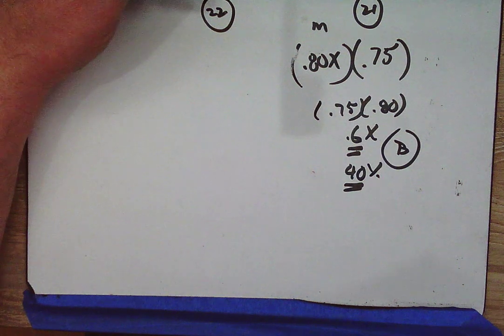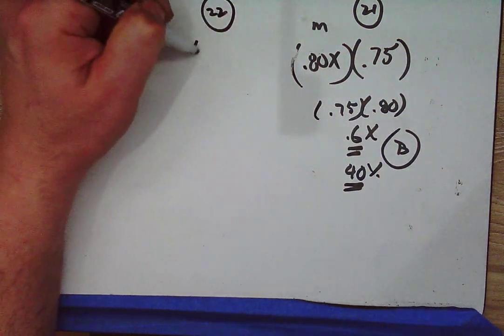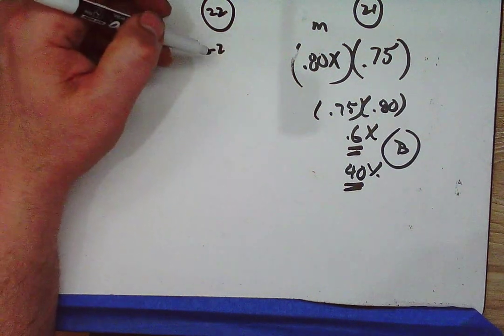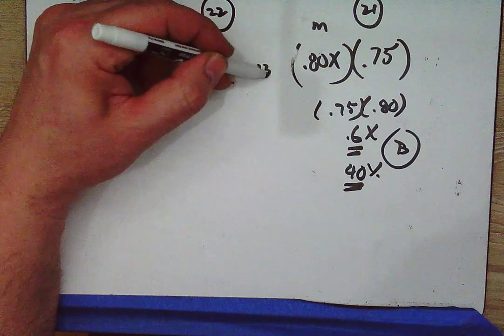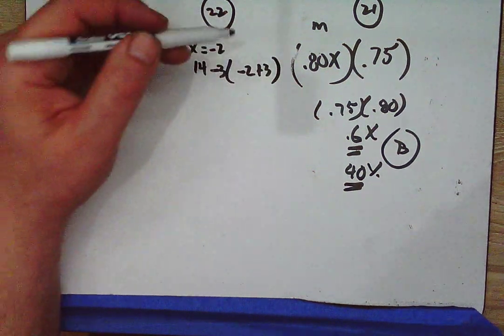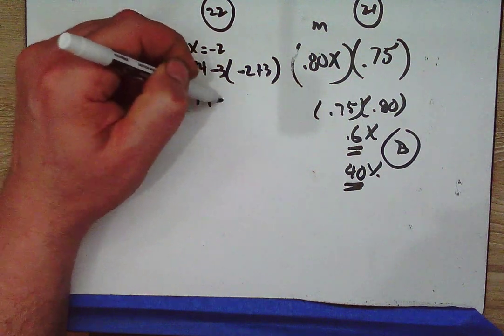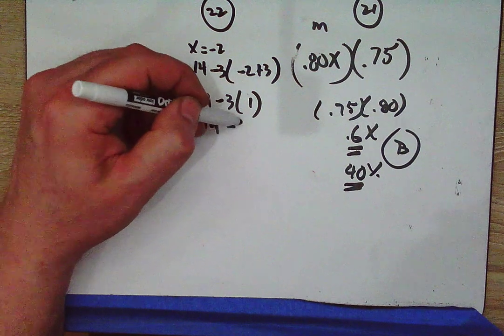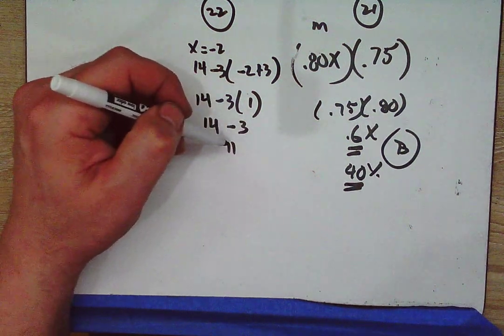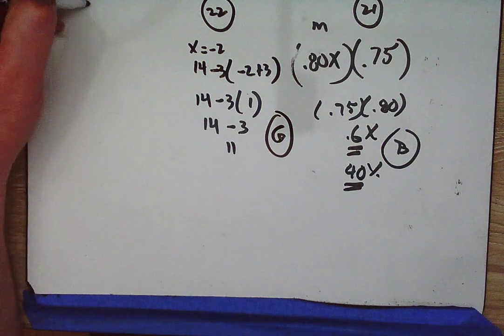22. If x equals -2, then 14 minus 3, -2 plus 3 equals what? Okay, so we've got 14 minus 3 times 1. We've got 14 minus 3. We've got 11, and choice G is that answer.